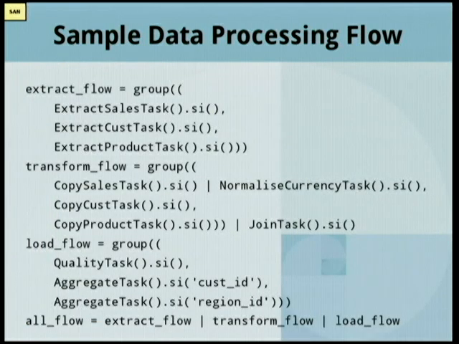The way that looks in code, I hope that's readable, is we define 3 flows: an extract flow, which is one group, a transform flow, which is another group that also happens to contain a couple of chains, and then a load flow, which is the quality task and our aggregation tasks. Then our all flow is the chaining of all 3 of those subflows together. The process of running that would then simply be a matter of all flow.apply async.